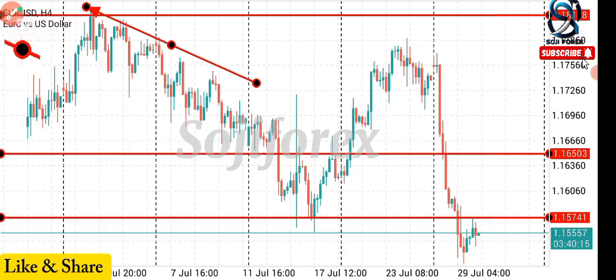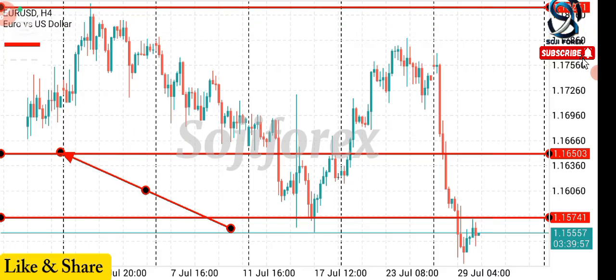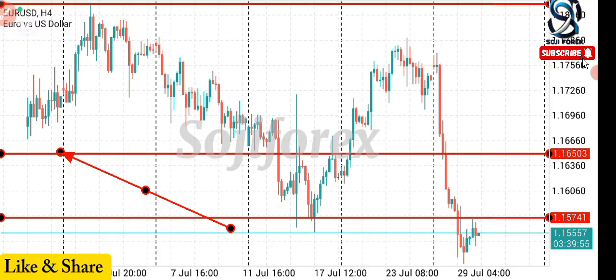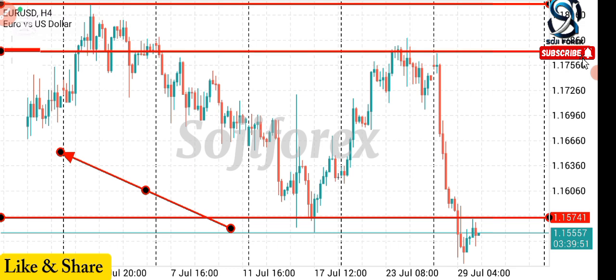You are supposed to mark this point of failure, which is this wick here, and then this point of reaction of this candle on the upper side, and also the same thing on the lower side. To make it easier for you, if you are using a line, you push the first line to the wick of that last candle, then you push this other one to the high of that candle and the low of that candle.